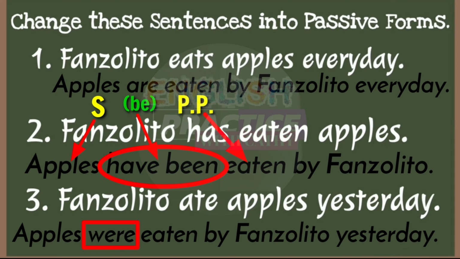Why is that so? It's because sentence number 3 has the time expression yesterday, which is finished time, and the past simple form of the verb eat, which is ate, so the be verb should also be in the past form, which is were. So again, the structure: apples, which is the subject, were, the be verb, and eaten, which is the past participle form of the verb eat. That's how we form the passive voices of these sentences.